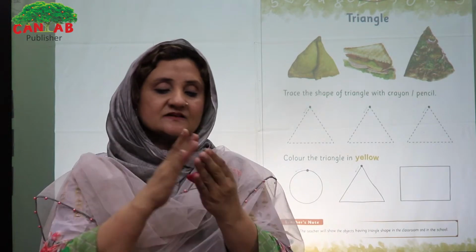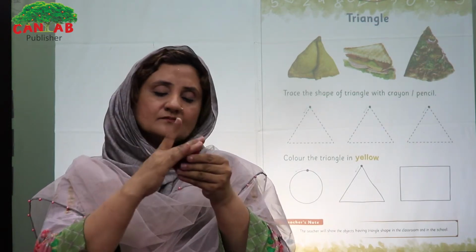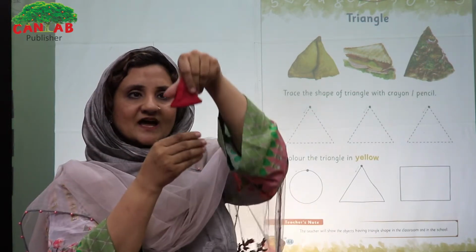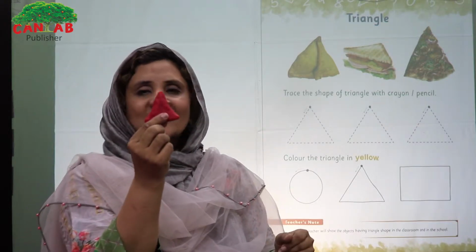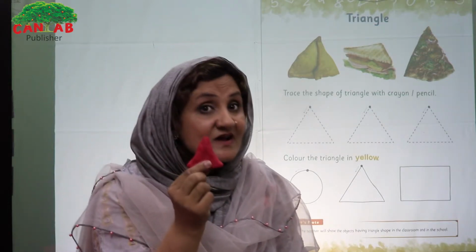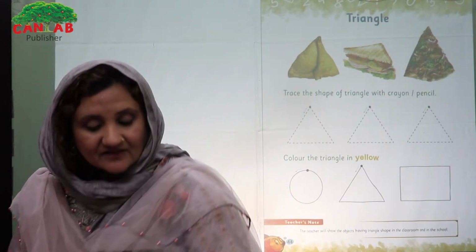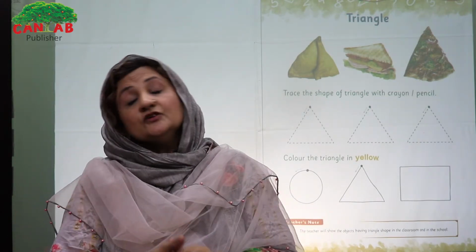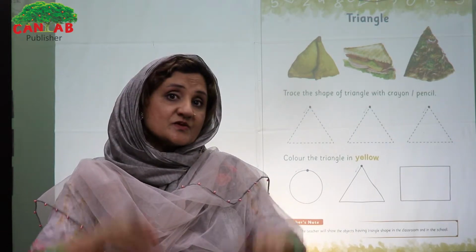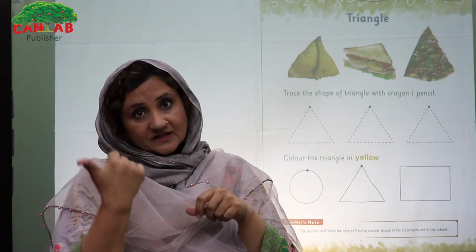And finally, what you can do, you can give them Play-Doh and you can ask them to use their hands like this and try to make a triangle. This is a triangle. After this, you can give them a piece of paper and you can ask them to draw triangular shape on it.